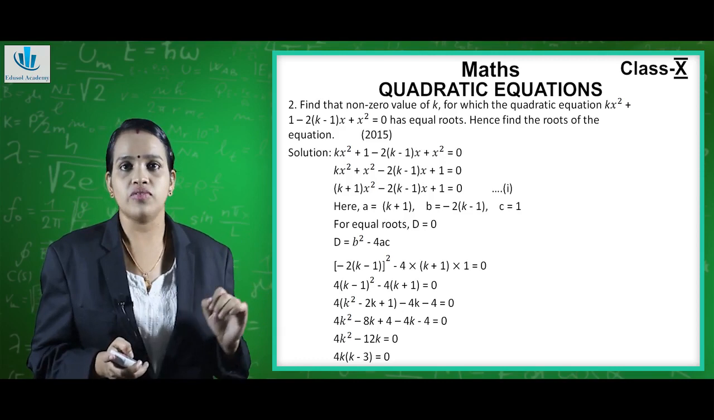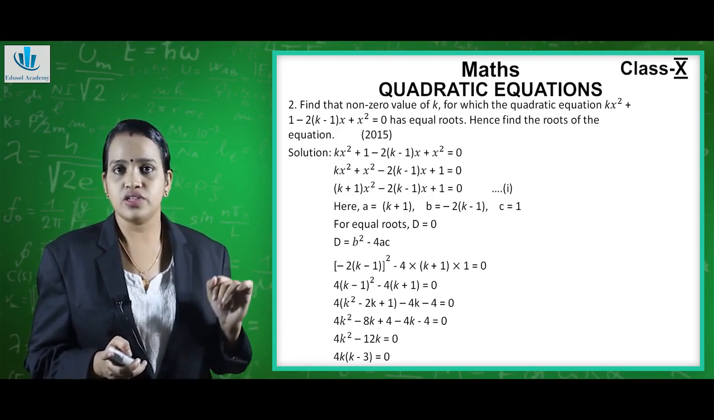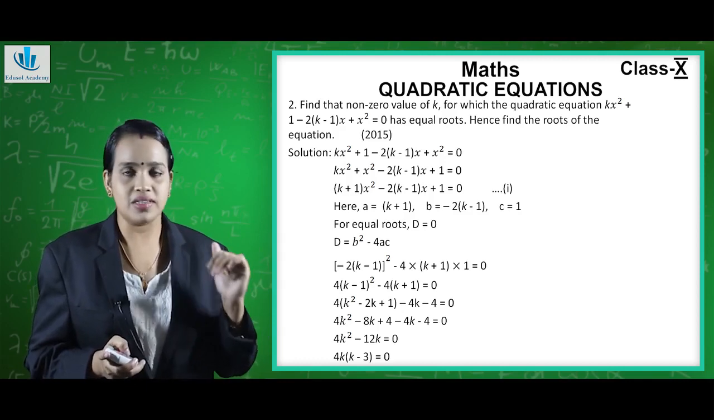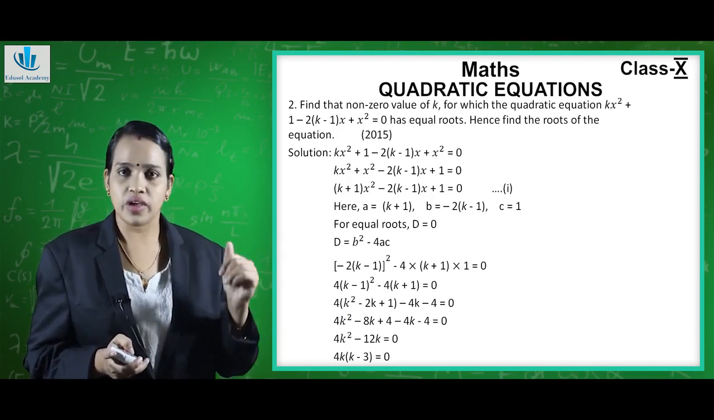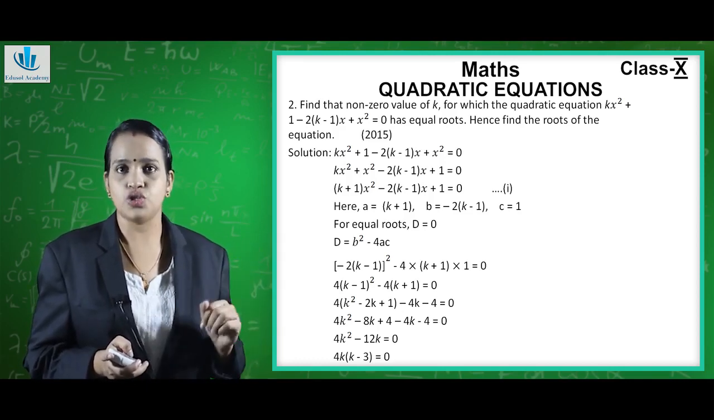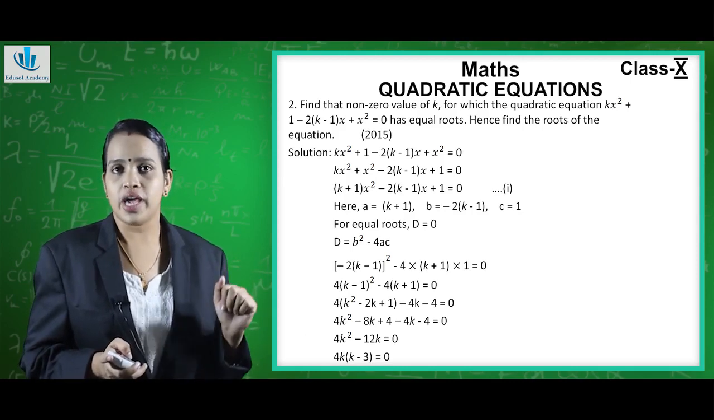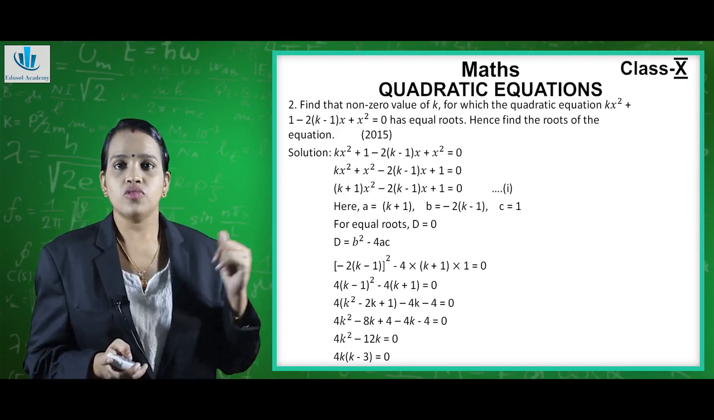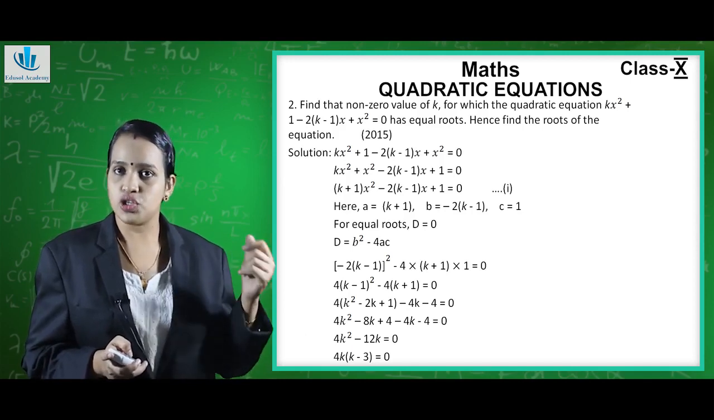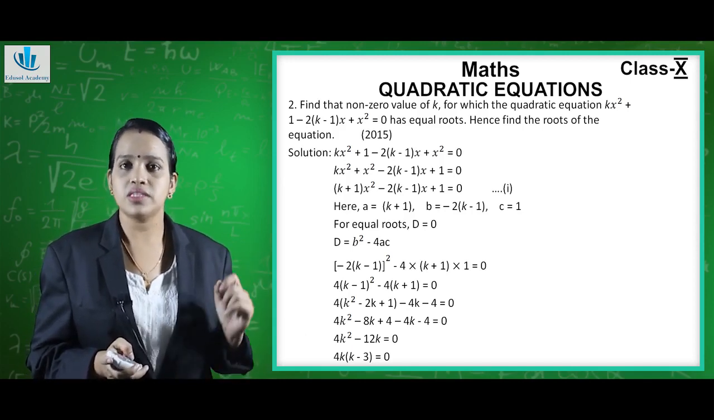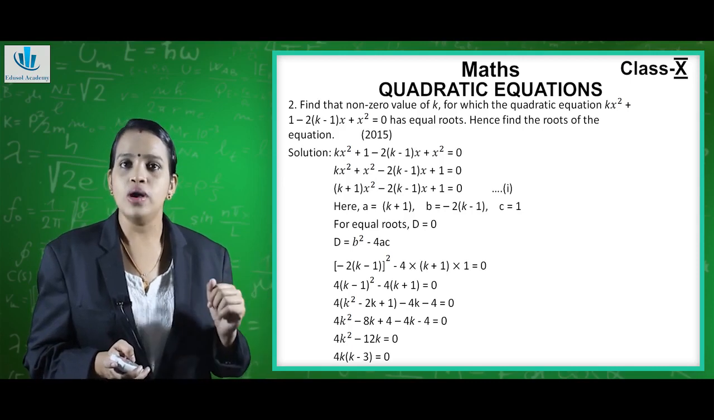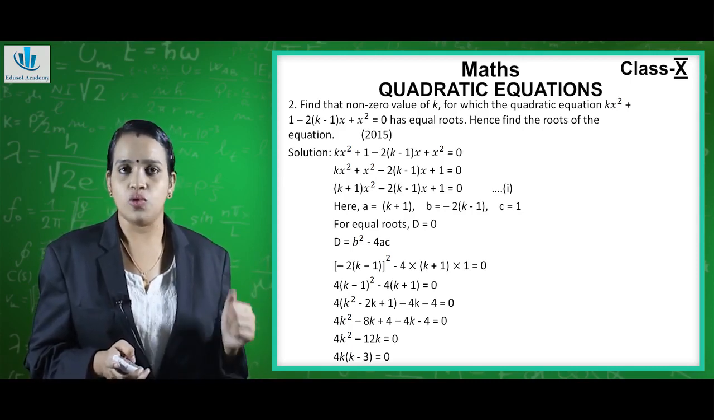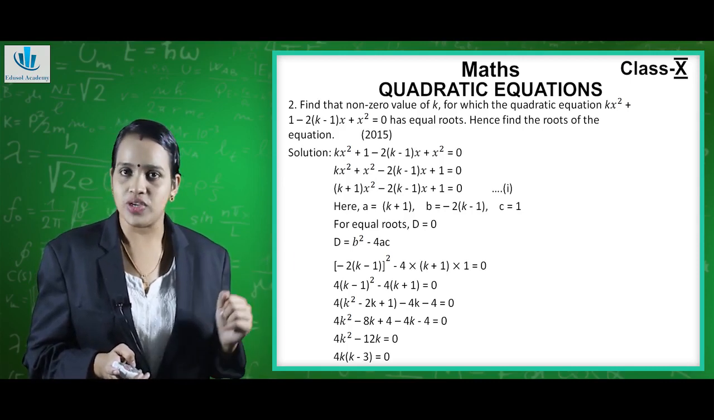So we will first solve it. So kx raised to 2 plus, we will arrange it first. So that's why we are taking x raised to 2 together. So kx raised to 2 plus x raised to 2 minus 2 into (k minus 1) into x plus 1 is equal to 0. So when we take x raised to 2 as common, what remains? (k plus 1) x raised to 2 minus 2 into (k minus 1) x plus 1 is equal to 0. We can take it as equation 1.